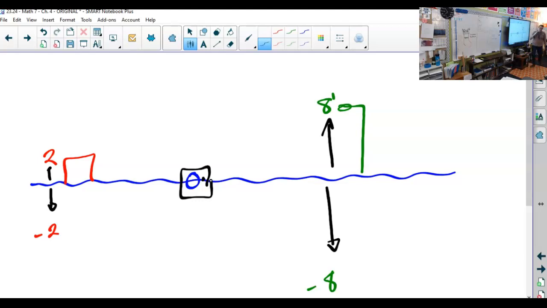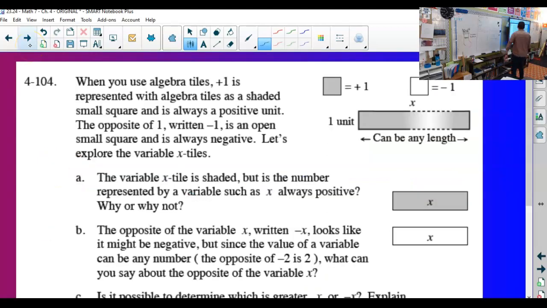My job is repeating myself. All right, so now let's actually talk about algebra tiles. So in 105, it says, sorry, I gotta get my ebook popping back up here.